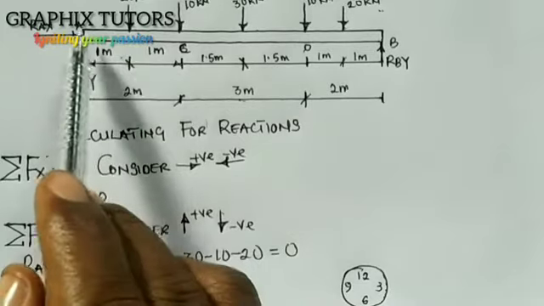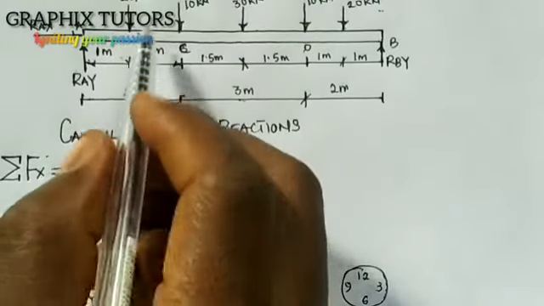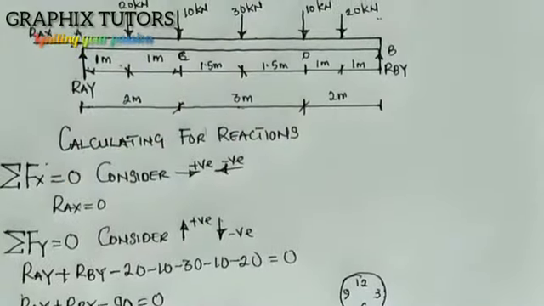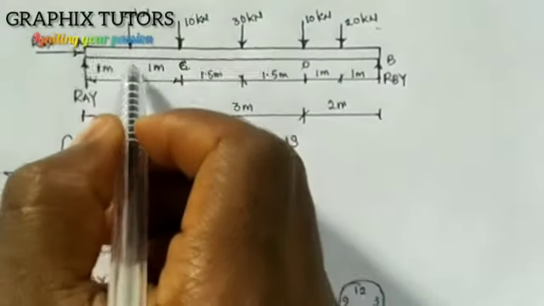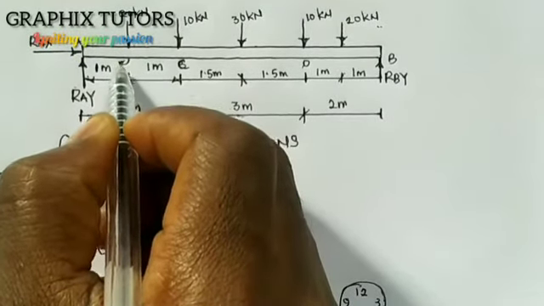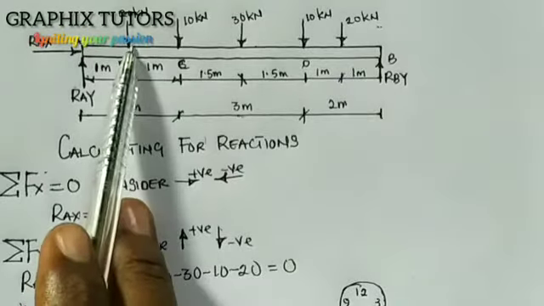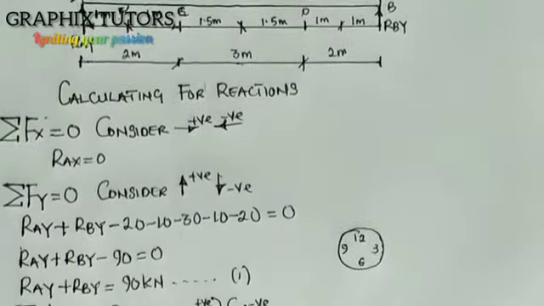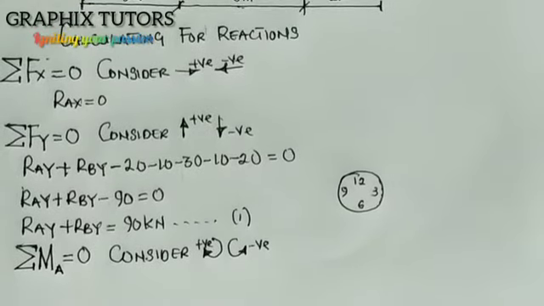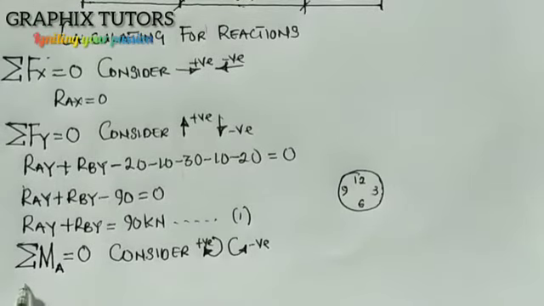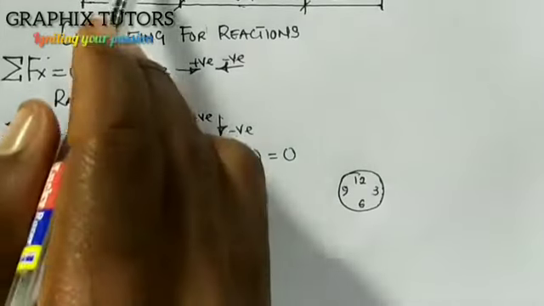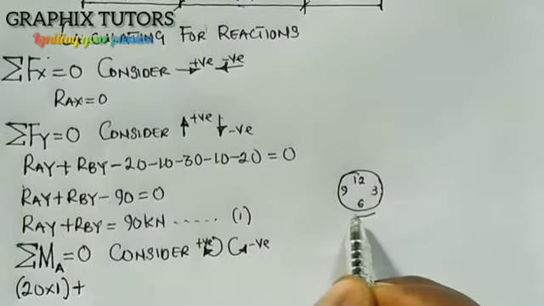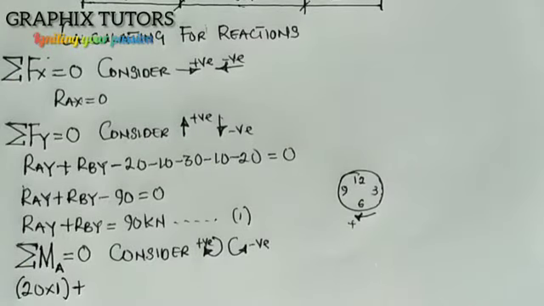So if I say moment at A, it means force times what? Distance to point A. So this is 20 kilonewton, going towards this direction, towards A. So the distance of 20 from A is what? 1 meter. So it will be 20 times 1, right? So we have 20 times 1, plus. If you look, it's going this direction. That's why we call it clockwise, and it's positive.